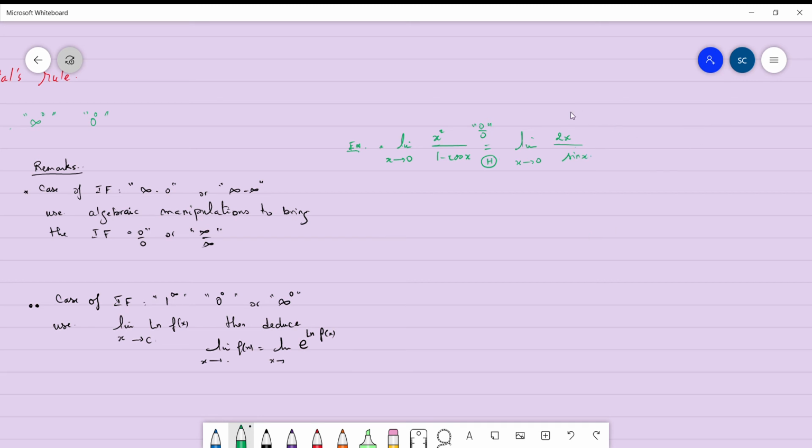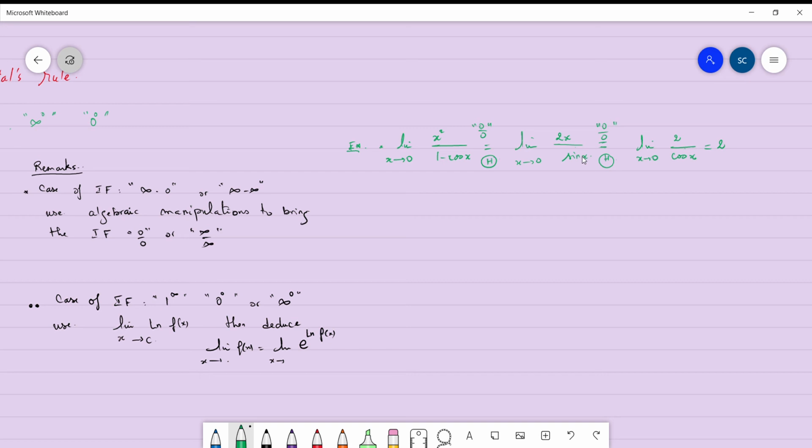Now let's try to substitute again. We will have 0 in the numerator and 0 in the denominator. We have an indeterminate form of type 0 over 0, so I can use L'Hopital's rule. So why not? It will be the limit of 2 over, this time, cosine x, which gives me 2 as x approaches 0. So here we applied L'Hopital's rule 2 times.